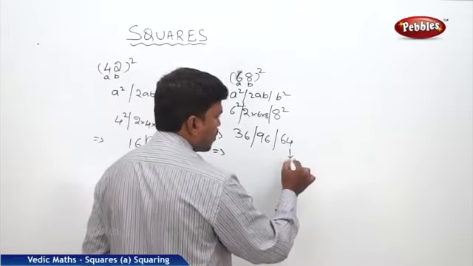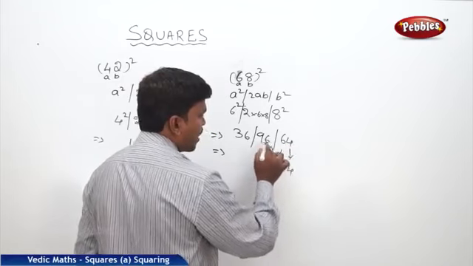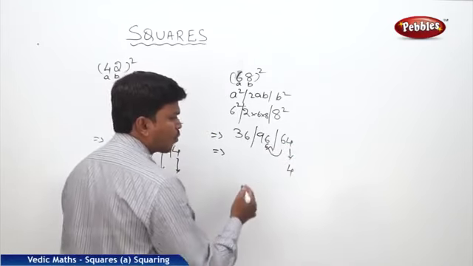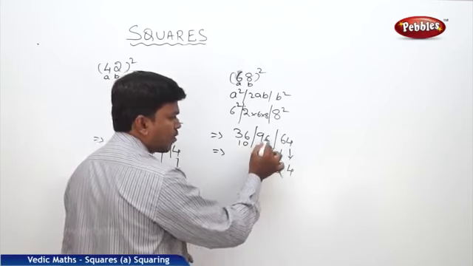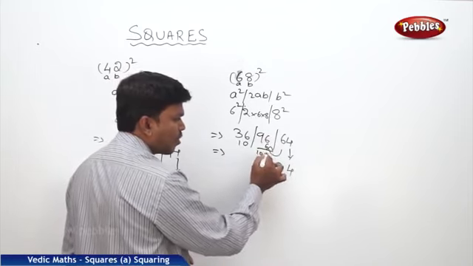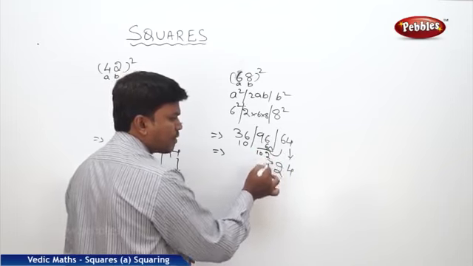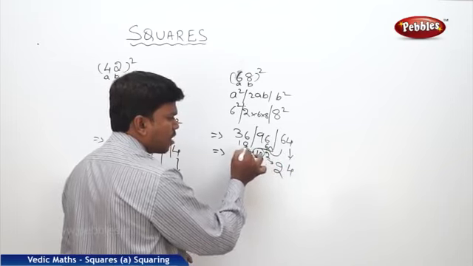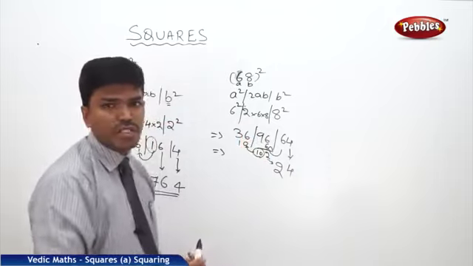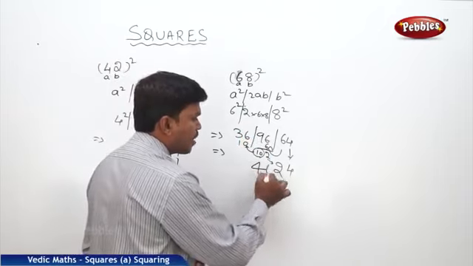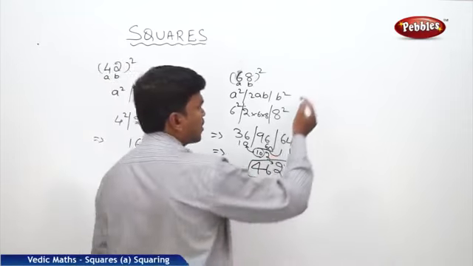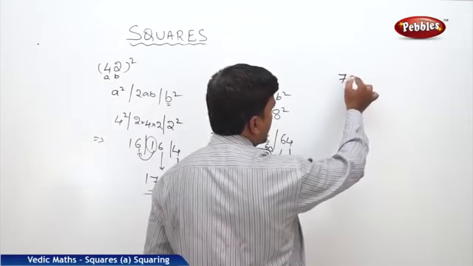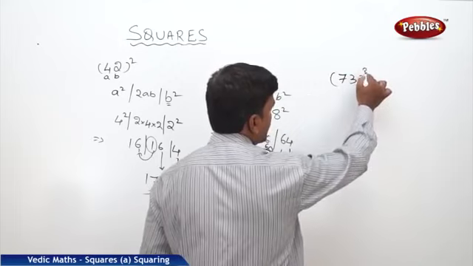Start from the right side. Drop the 4 and carry 6. So 96 plus 6 is how much? 102. In 102 I am dropping 2 and carrying 10. So I will drop the ones place digit and carry the remaining to the next number. So 36 plus 10 is how much? 46. So what is my answer? 4624.